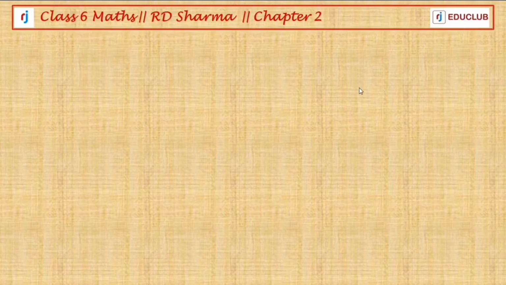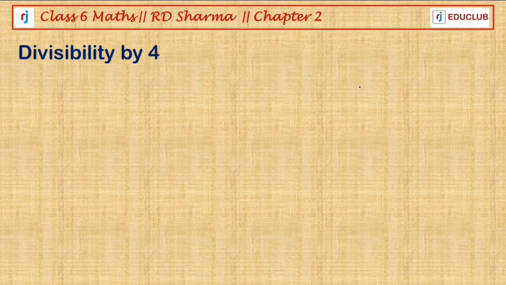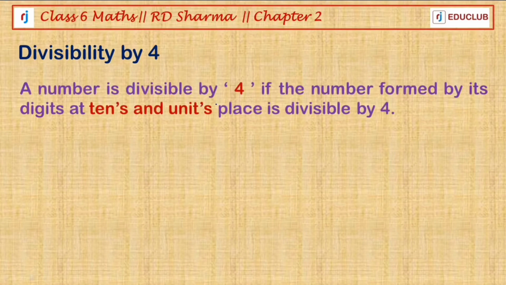Next is divisibility by 4. A number is divisible by 4 if the number formed by its digits at the tens and units place, the units place and tens place, combined together is divisible by 4. If these numbers are divisible by 4, then we can say that number is divisible by 4. Let us check a few examples.